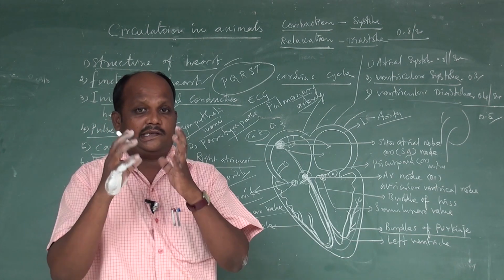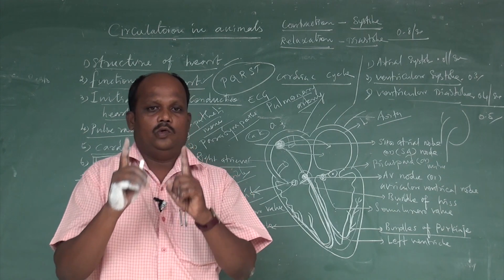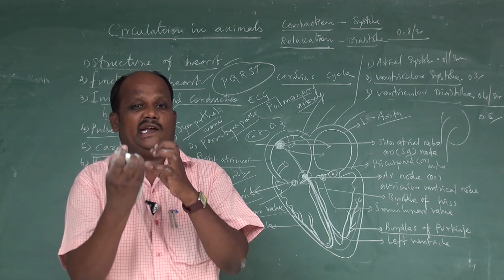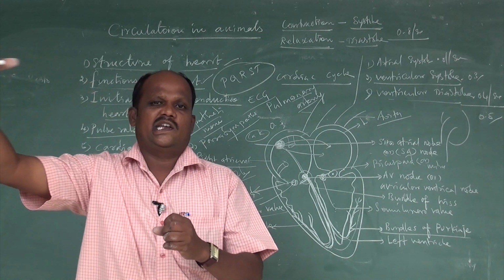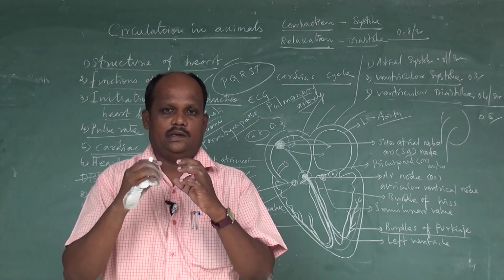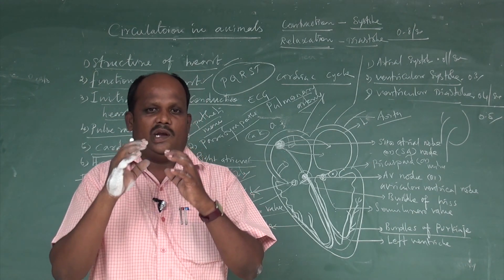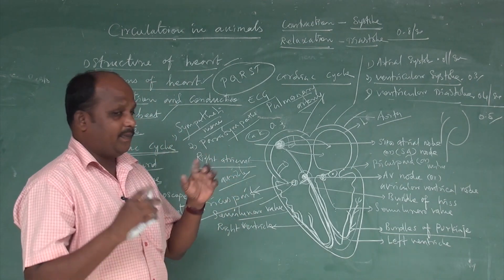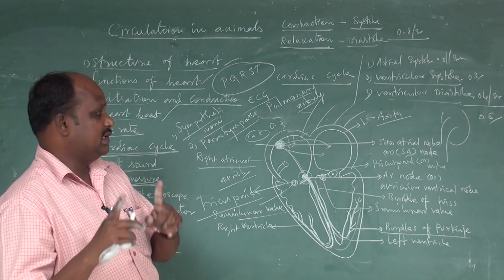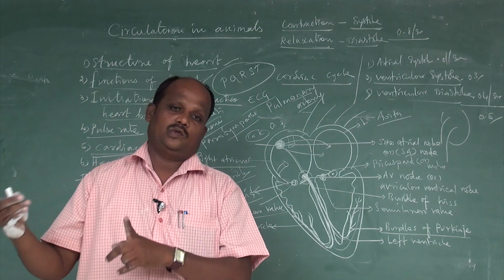That pressure depends on two processes. One is the contraction of the ventricles, the second is the relaxation of the ventricles. That is blood pressure. Blood pressure is classified into two parts: one is systolic pressure, the second is diastolic pressure.